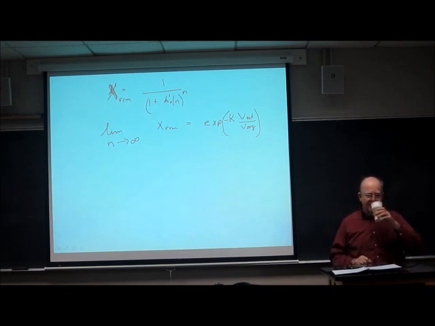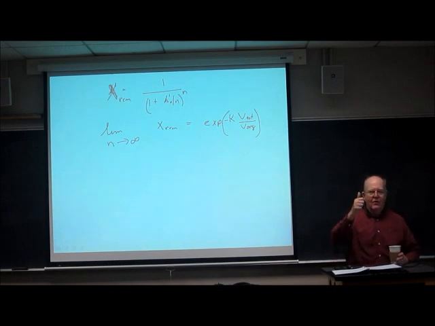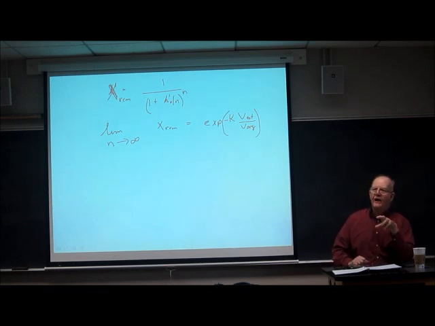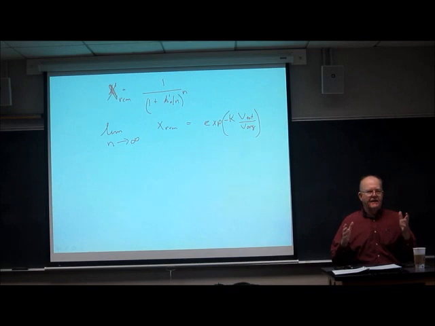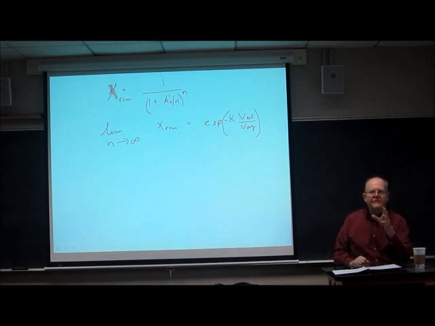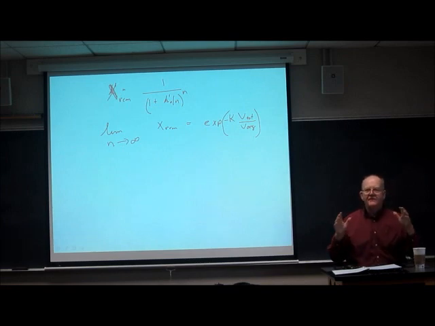But there's another message here. N is an integer. It can be 1, 2, 3, 4, 5. But the limiting behavior is a continuous function, not a discontinuous function. I just mention this because when we approach the plate model, we're going to get a discontinuous function. In fact, it's going to be a horrible discontinuous function with factorials in it and things raised to integer powers. But it turns out that in the limit of a lot of plates, it's a nice, simple, continuous function. It's the Gauss function.